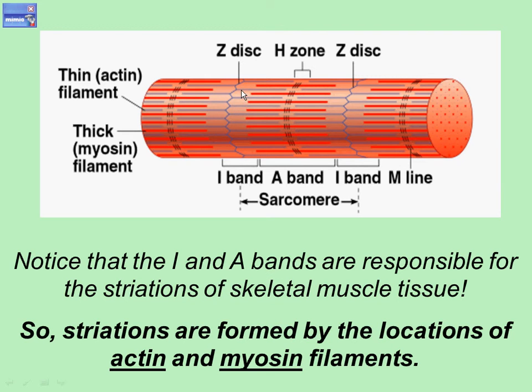So the whole idea behind striations comes from the fact that we have thin filaments or actin filaments as well as these thick myosin filaments. That's what gives us our striated look to our muscles.